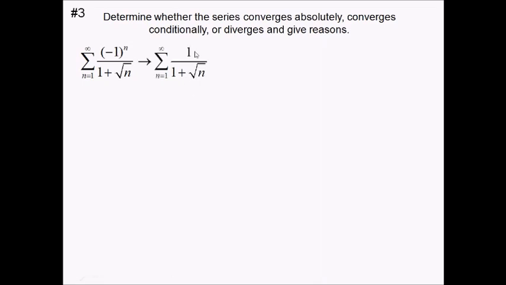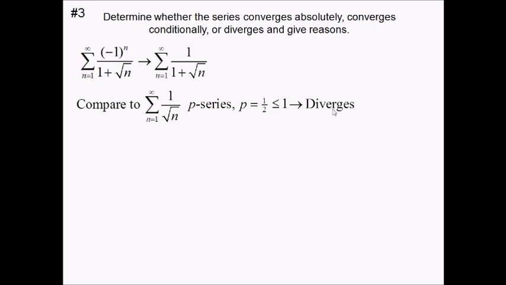Now this looks very similar to the series 1 over radical n, so it probably behaves like that series. Let me compare this to 1 over root n, which is a p-series with a p-value of 1/2. Since that's less than or equal to 1, we know this comparison series is going to diverge by the p-series test. So now, can we do direct or limit comparison on this?